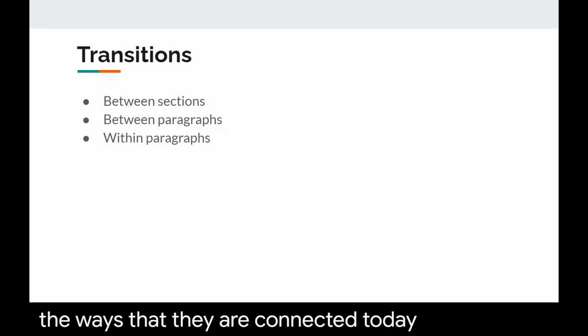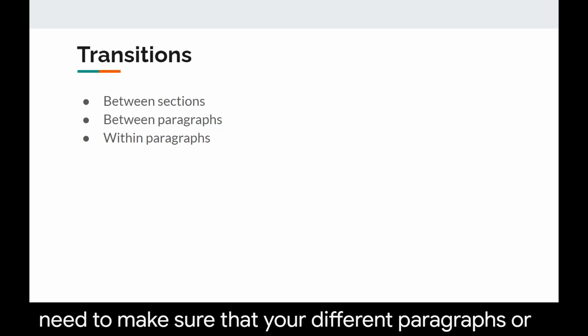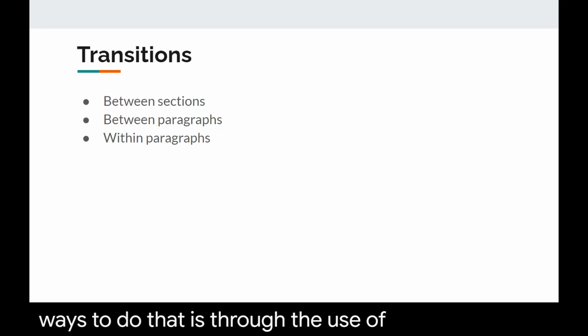You also need to do this between paragraphs. So even if you're not separating out two topics into broad sections, you need to make sure that your different paragraphs are following a logical train of thought. And one of the ways to do that is through the use of transitions.